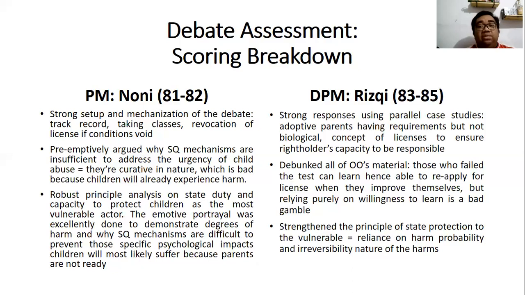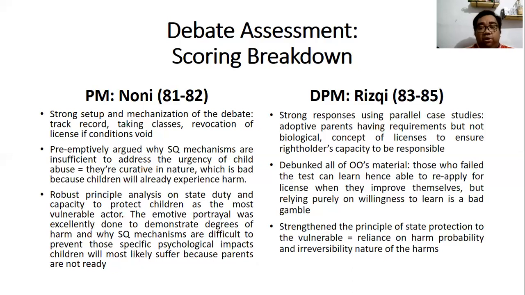The second reason why we felt that the Deputy Prime Minister deserves 83 to 85 is we felt that they also managed to debunk all of opening opposition's material. For instance, those who failed the test can learn, hence able to apply for the license when they improve themselves, basically saying that this will not reduce the right of parents in any meaningful way because they can still get it as long as they fulfill the conditions. And given the fact that opening opposition agrees that parents can learn, therefore it is something that is inherently attainable by their own logic.